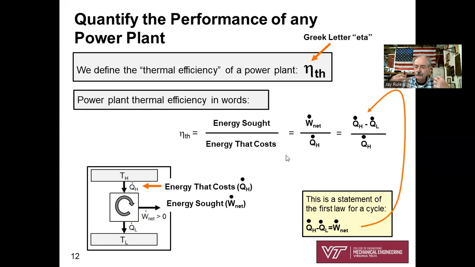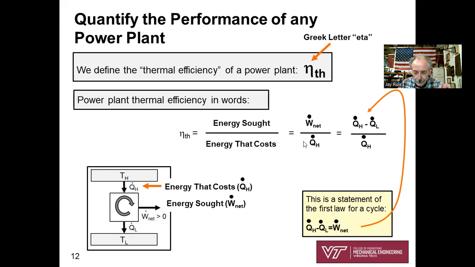I hope I've given you enough examples. For a power plant, the energy sought is W dot net, the net power output. I'm going to sell that. What costs me to run the power plant? Q dot H, the heat added. I think I can remember that now: energy sought over the energy that costs. I can remember words easier.